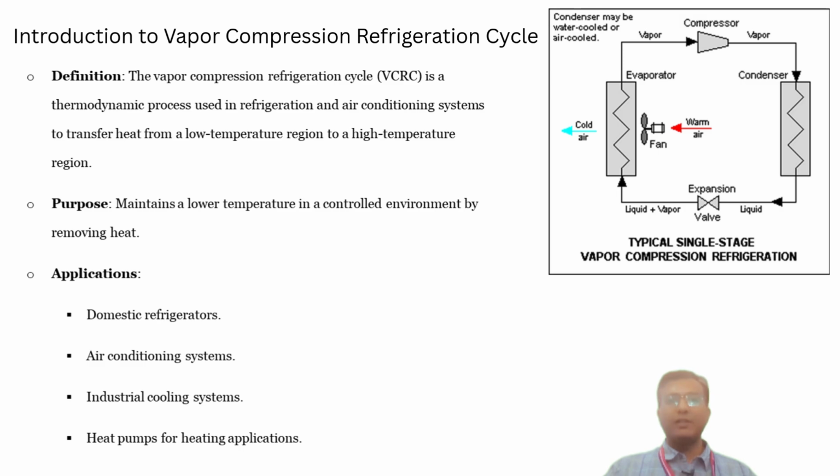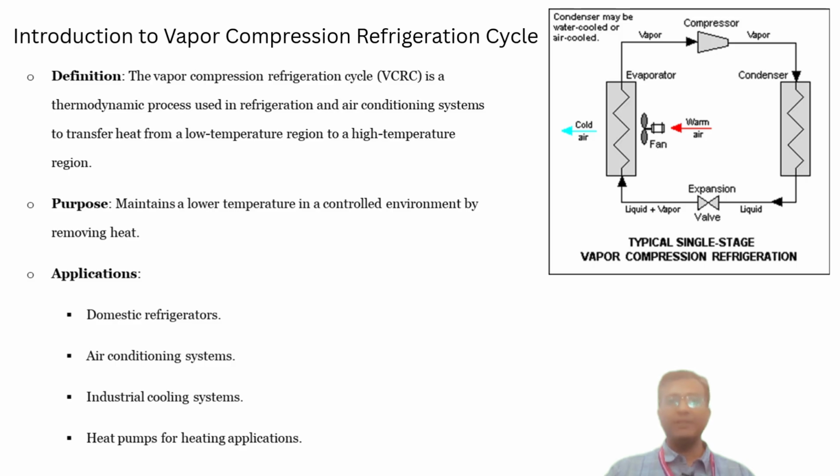Now we will start with the basics of the vapor compression refrigeration cycle. This cycle is the heart of most cooling systems, from the refrigerator in your kitchen to massive industrial chillers. What is its job? Its job is to transfer heat from a low temperature area, like inside a freezer, to a high temperature environment, like your room, using a refrigerant as the working fluid.